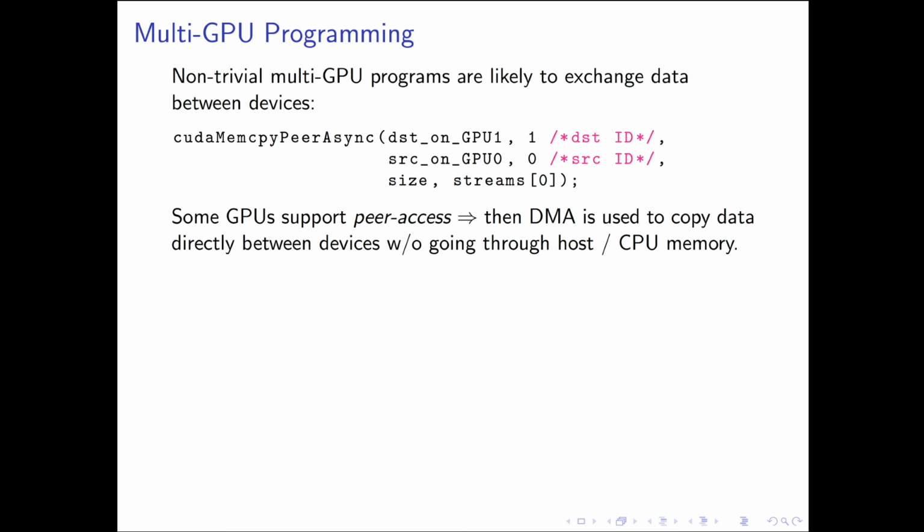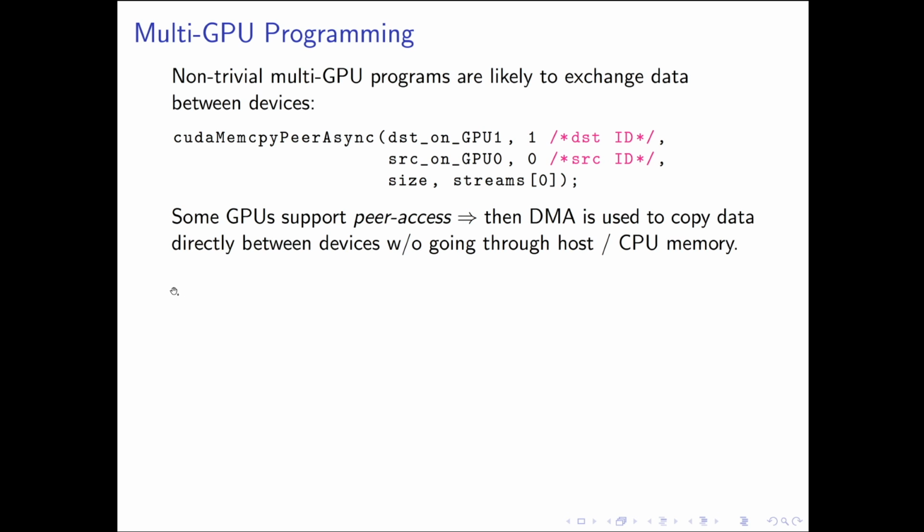A non-trivial multi-GPU execution will usually see the two GPUs passing data around, where one GPU shares data with the other. The function that is used for that is the cudaMemcpyPeerAsync function. As the name already says, it is an asynchronous function, and it has the same semantics as memcpy. Now we specify not only the source and destination arrays, but also the source and destination GPUs that we're copying from and to. And we're submitting that to a stream because the function is asynchronous.